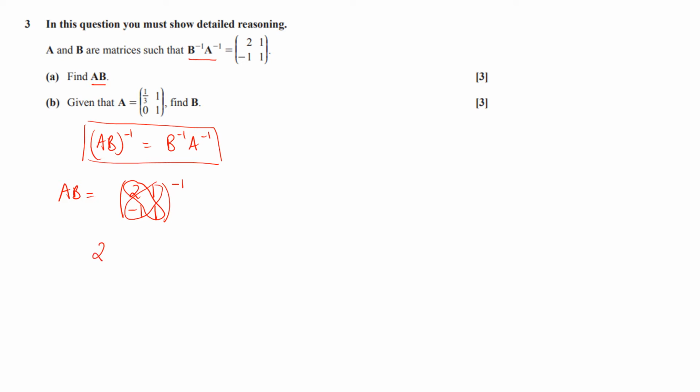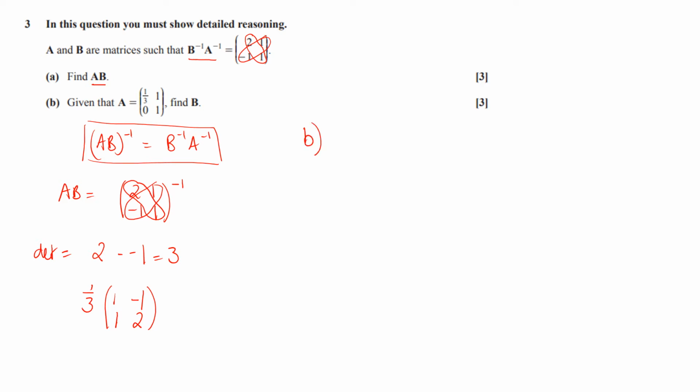So the determinant is equal to 2 minus minus 1, which is equal to 3. Now for the inverse, you need to do the reciprocal of the determinant, so that would be 1/3, that's the scalar in front. And then what you do for the inverse, you swap these two elements, so that will be 1 and 2, and you change the signs of these two elements, so that will be 1 minus 1. And that will be AB, the inverse of the given matrix.